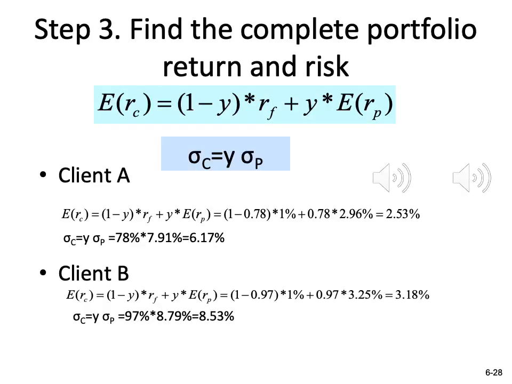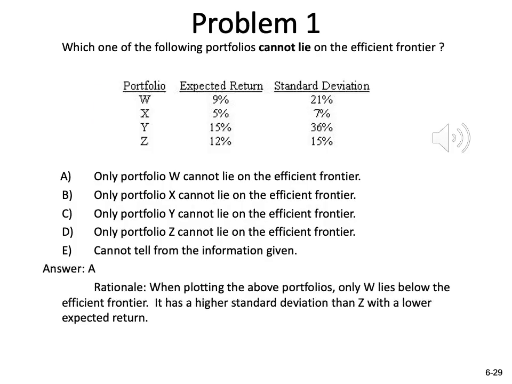Finally, in step 3, the portfolio manager will help the client to form the complete portfolio and calculate the complete portfolio's return and risk with the following two formulas. And again, we can just plug in all the numbers we had before for both client A and client B. Now we are done with the asset allocation problem. Following the 3 simple steps, we found the weight for all the risky assets and the risk-free asset to help our clients form their complete portfolio. Now let's do some exercise.